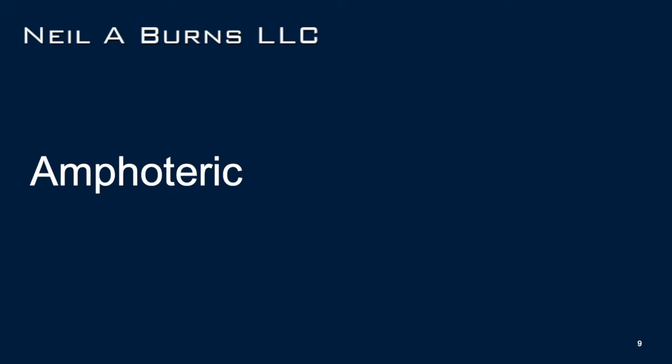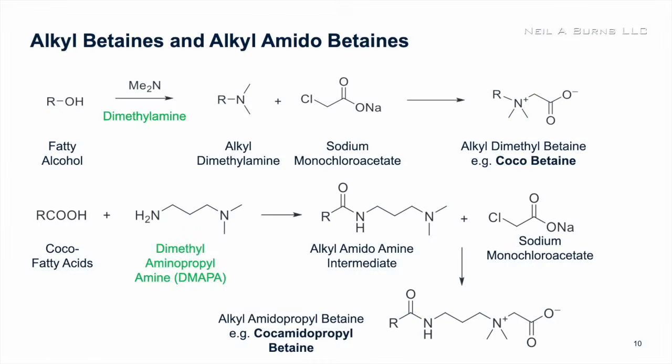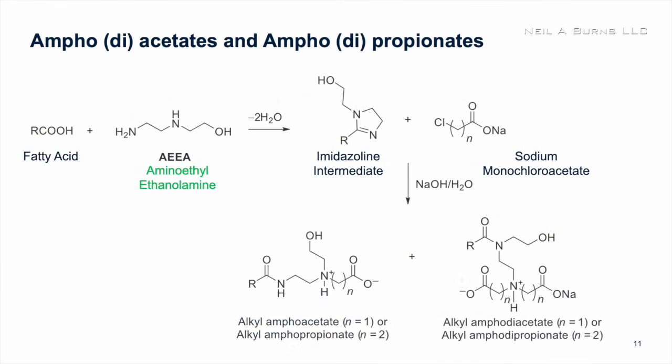Amphoterics is another big category. Alkyl betaines and alkyl amidobetaines using dimethylamine, going through DMAPA, the dimethylaminopropylamine intermediate, bringing in sodium monochloroacetate, getting you a betaine. And of course, the somewhat similar amphoacetates and propionates and diacetates and dipropionates using AEEA, aminoethylethanolamine.